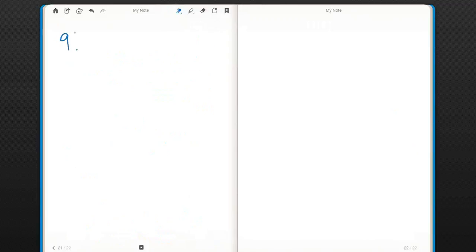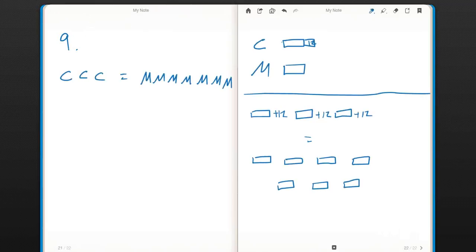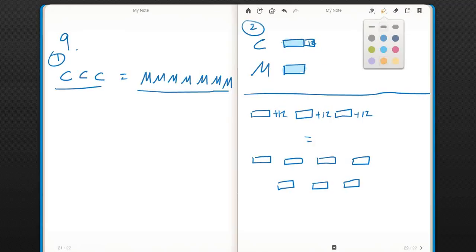Problem number 9. In this problem, we're told that 3 calculators cost as much as 7 mugs. Okay, again, I took the time to draw it without having the recording turned on. We're told that 3 calculators cost the same as 7 mugs. That's the first thing to realize. Second thing it tells us is that a calculator costs $12 more than a mug.